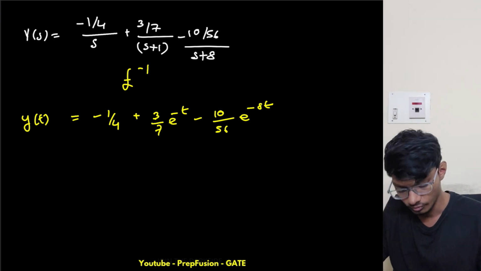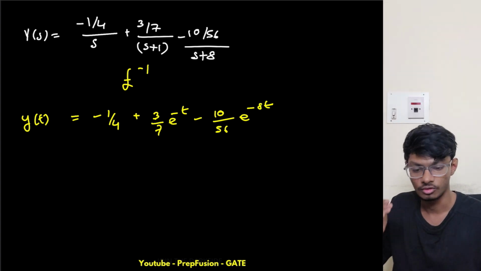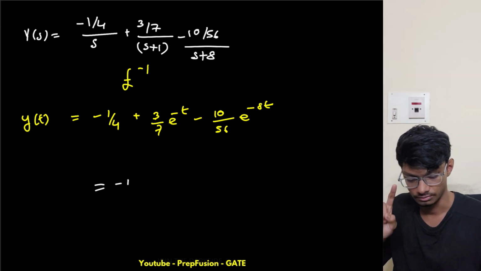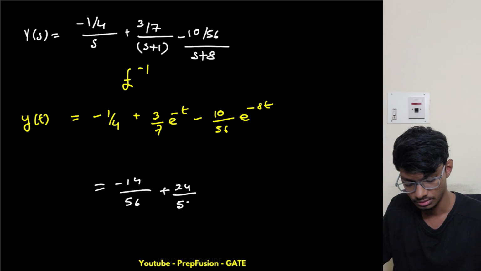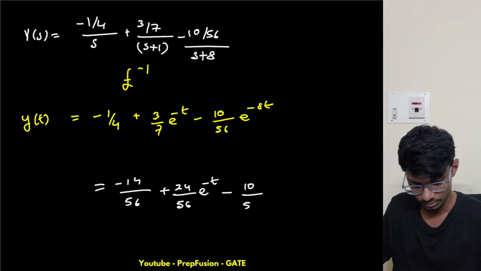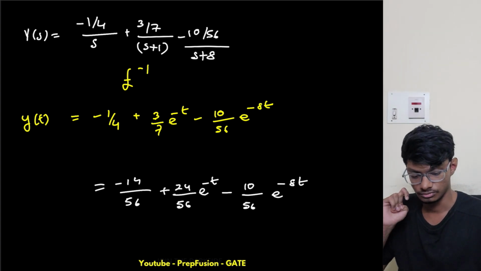So now what I will do, I will convert this into some standard format. I will make the denominators of all of them the same, so that I can compare each of the coefficients. So I will multiply this one with 14, minus 14 by 56, plus 24 by 56 e raised to power minus t, minus 10 by 56 e raised to power minus 8t. So yeah, this is basically it.